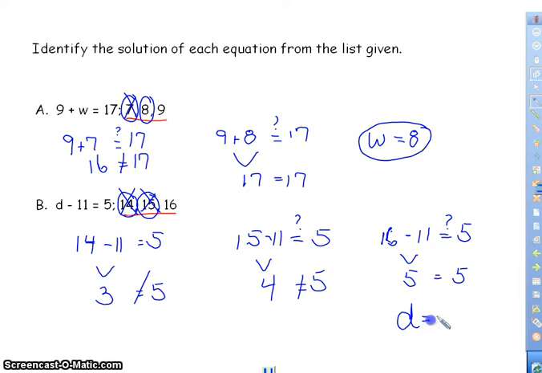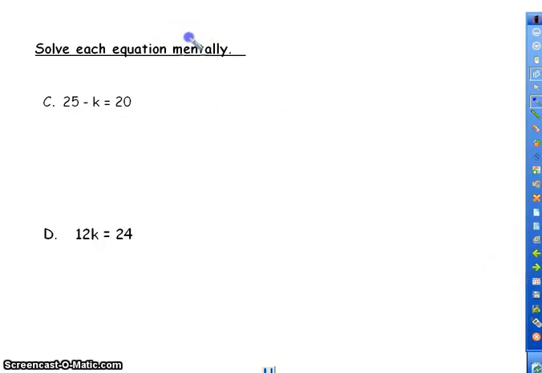So D equals 16. Okay, so the first type they're going to give you, once again, give you answers, and you can plug them in and see if they work. Now these you're going to solve mentally, meaning we're not trying to make you understand the process of equality yet. We'll get to that later on in the year. You're trying to find numbers that will work, that will fit into these equations and give you the correct answer.